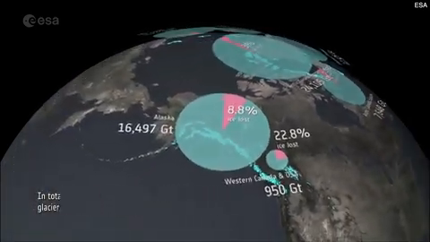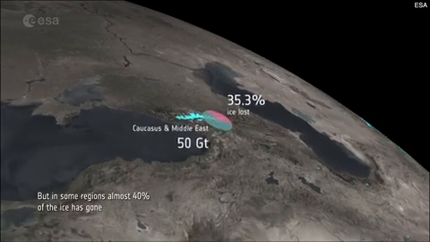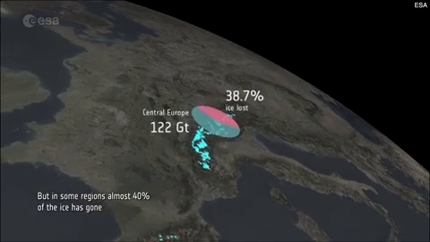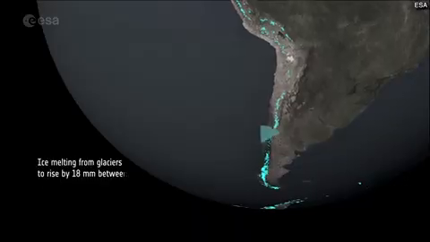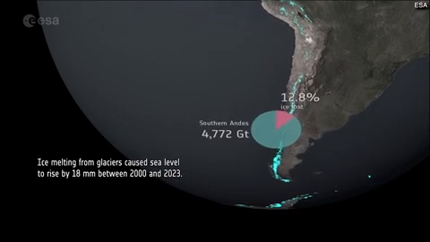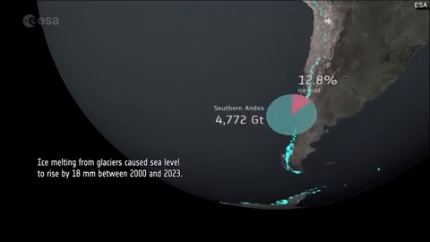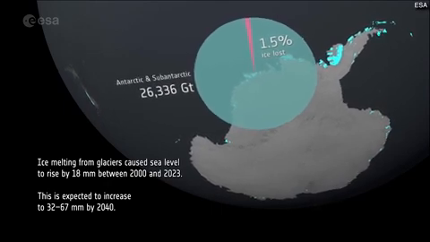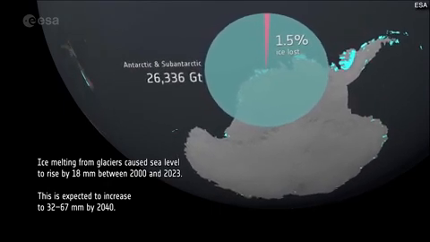But in some regions, almost 40% of the ice has gone. Ice melting from glaciers caused sea level to rise by 18 millimeters between 2000 and 2023. This is expected to increase to 32 to 67 millimeters by 2040.